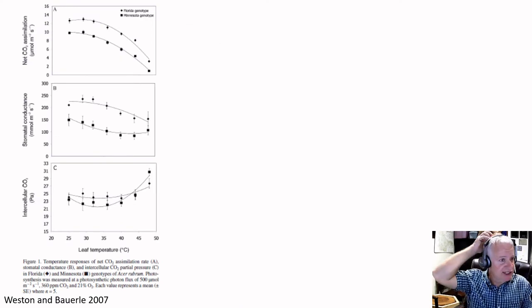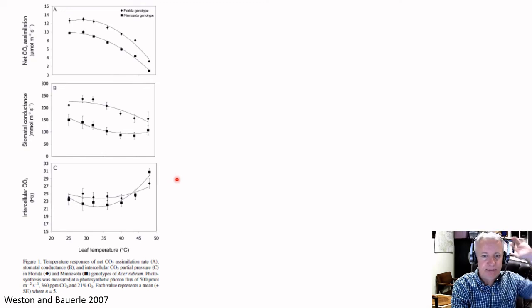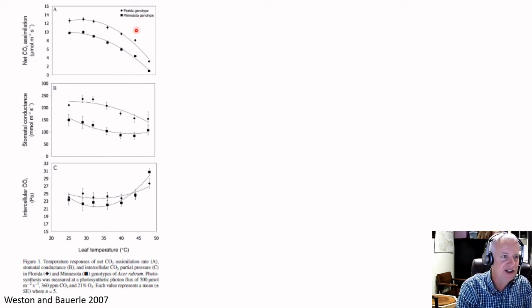Now adaptation, certainly there is adaptation to temperature. There's lots of data out there, but this is in red maple. Red maple is a tree species with a really broad latitudinal range. It exists down here in Florida. It exists way far north. So for instance, this shows data for net photosynthesis of a Florida genotype of red maple and a Minnesota genotype of red maple. And they were grown in a common garden.